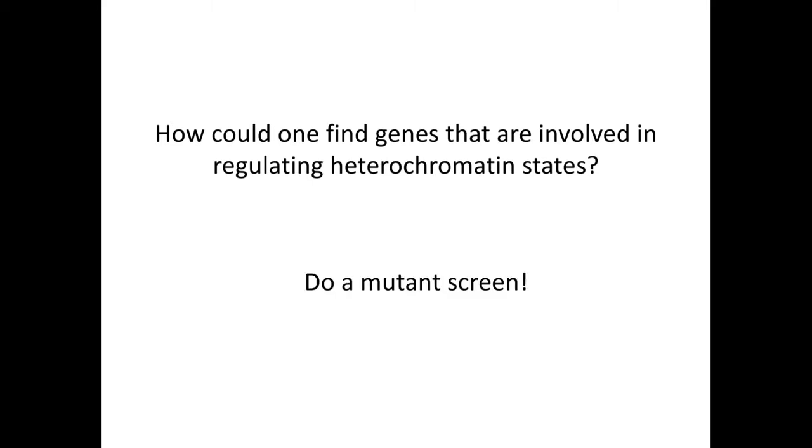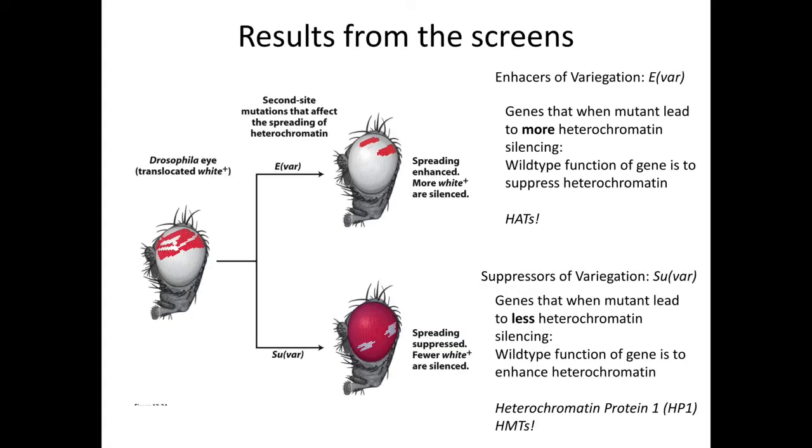And of course the answer is to do a mutant screen. Generate mutant Drosophila and see what happens. In this particular case, there was a really powerful screen done by a researcher named Sally Elgin. She's in St. Louis, and her lab is still active. She performed this screen, and this is what is called an enhancer or suppressor screen.